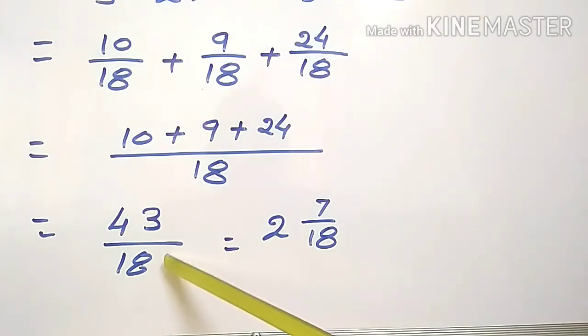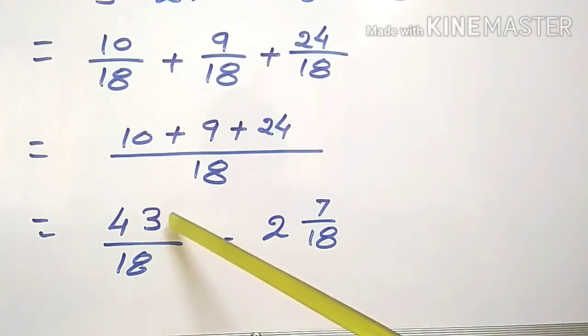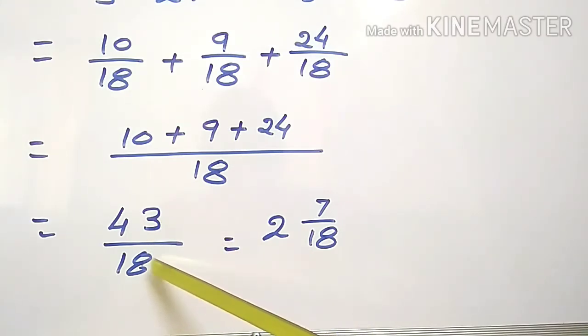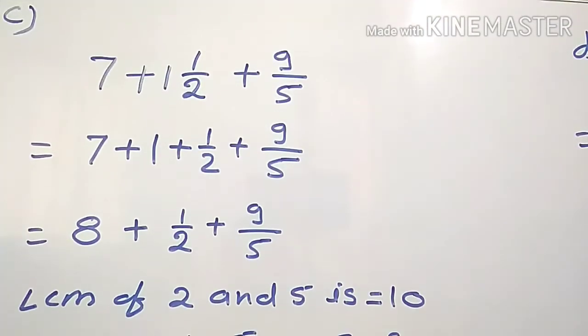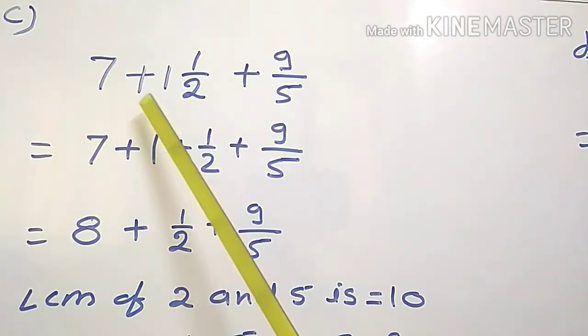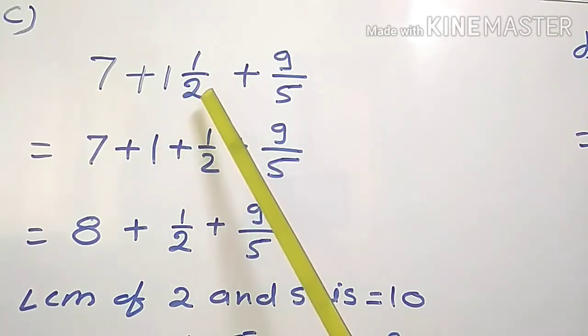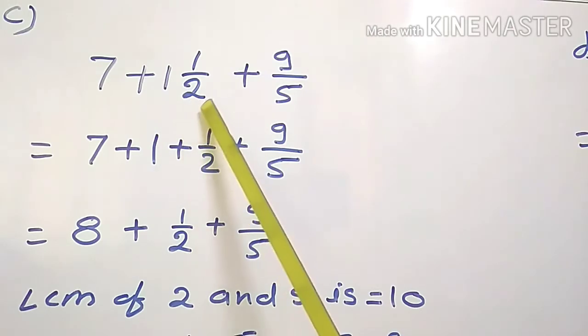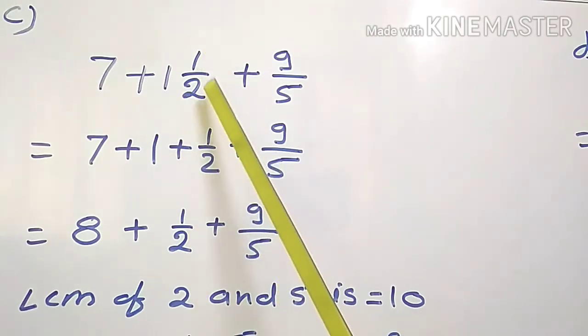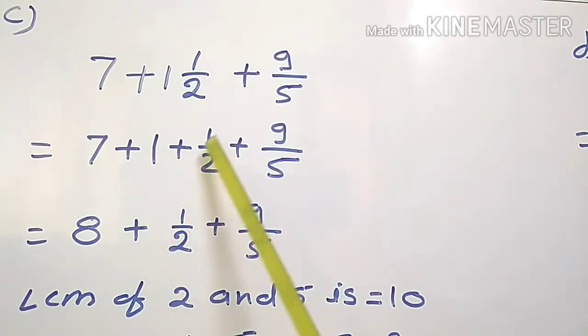Because it is an improper fraction, divide the numerator 43 by 18. It gives 2 whole number 7 by 18, which is the answer. C. Add 7 plus 1 whole number 1 by 2 plus 9 by 5. The middle fraction is a mixed number. 1 whole number 1 by 2 can be written as 1 plus 1 by 2.